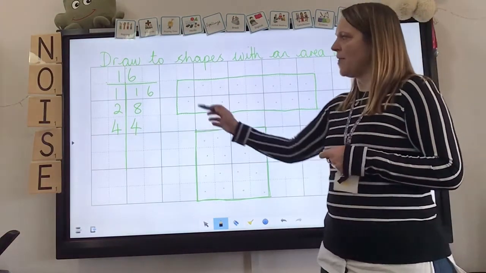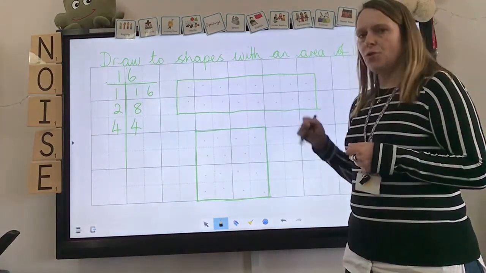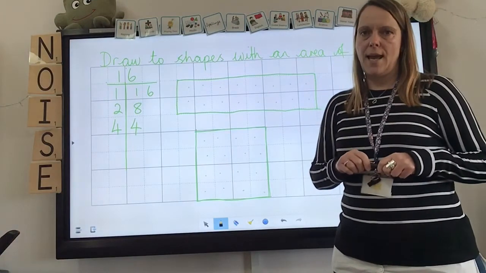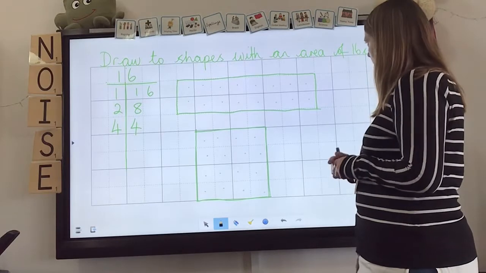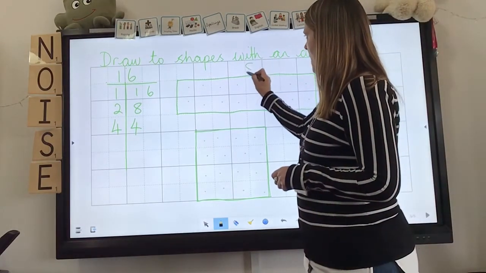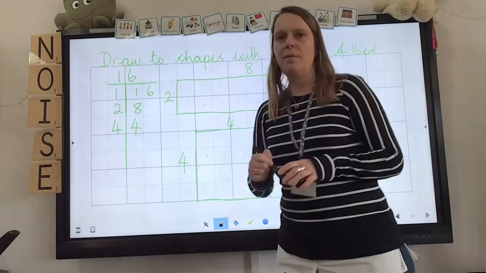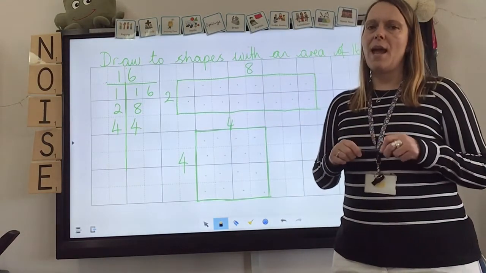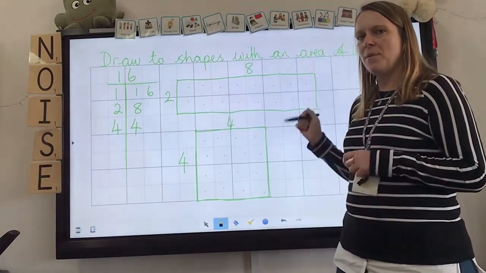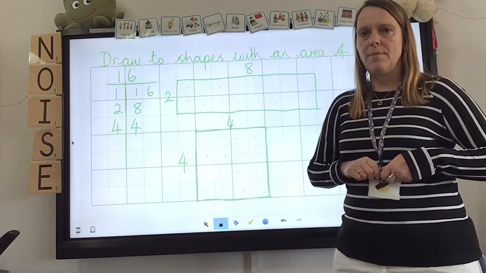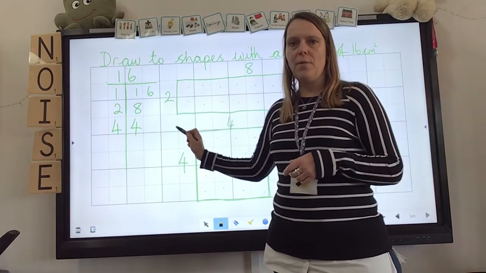Just by looking at the factors of the number, that has enabled me to draw 2 different shapes that have the same area. So from this, what do you notice, so this one is 8 by 2, this one's 4 by 4, about how we calculate the area of a shape? If we didn't have the squares to be able to count them, how would we calculate the area of a shape? That's right, we multiply the length by the width, don't we?